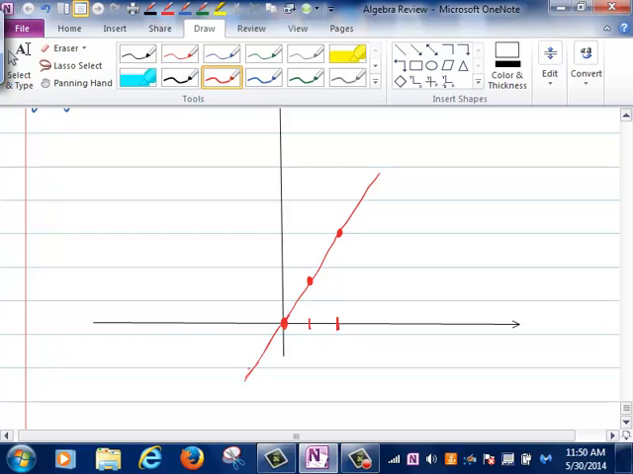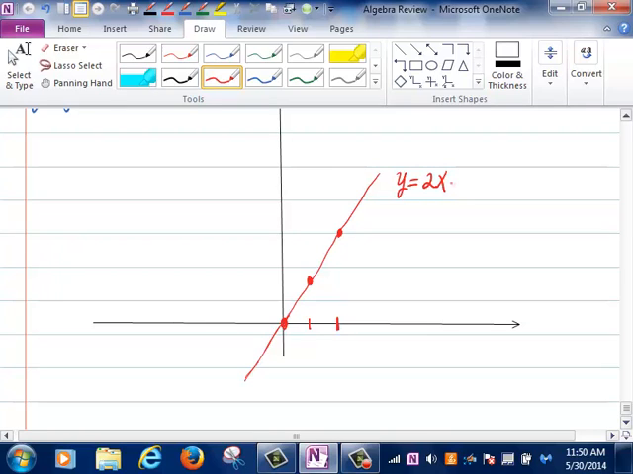Everybody's okay with that? So that's the graph of y equals 2x. If x is 0, y is 0. If x is 1, y is 2. We already know this is the line. It's in the slope intercept form, right? 2 is the slope. What's the intercept? 0, right? mx plus b, b is 0. So the intercept is 0. So I know that this is a straight line going through the origin with slope 2, right?